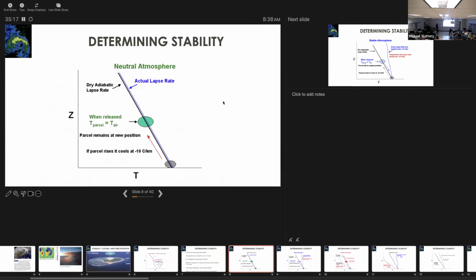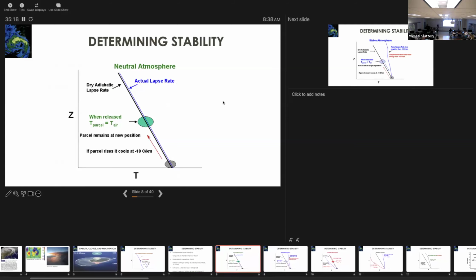So let's then talk about stability. Okay, that's all teeing it up for stability. So what we're going to do here, again, remember, once you've got those three rates down, an environmental rate that is what it is, whatever your radiosonde sends back, your dry rate that is 1 degree Celsius per 100 meters, and your saturated rate, which is variable, depending on the moisture content.